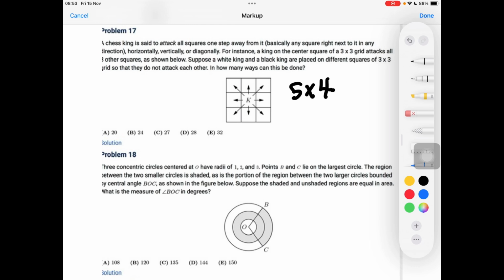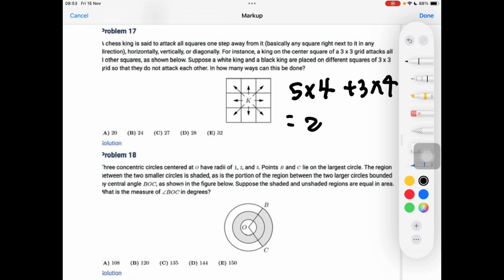But if white stays here, not corner, on the line, but at the boundary line, then black should be here, so 3. So 3 times 4 again, because white can be at 4 different boundaries, the center of the boundaries. White cannot be here, because in this case, we can attack each other. So this is the 20 plus 12, which is 32. So this is how white.